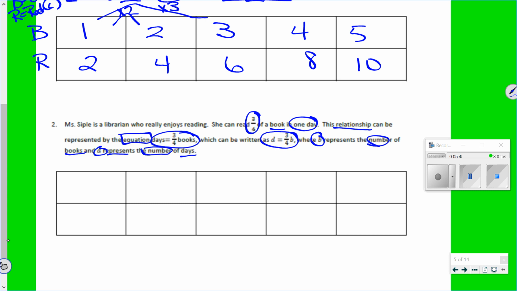So what's the first thing I need to do, Sean? Label the 3 sections. Okay, so what do you want to label them? Books and days. Okay, that works for me. So we do our identifying our variable. B is what? Number of books. Again, be as specific as possible. D equals number of days.